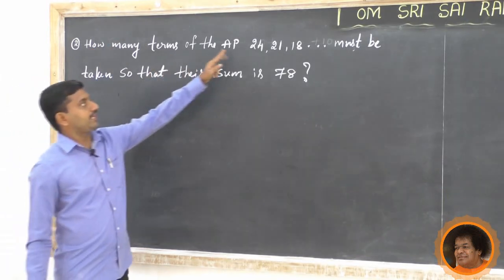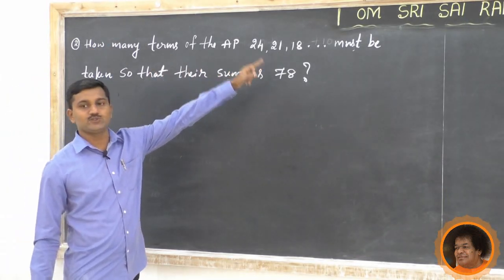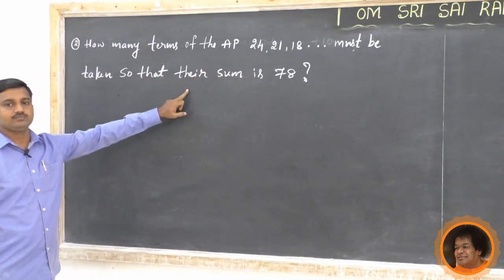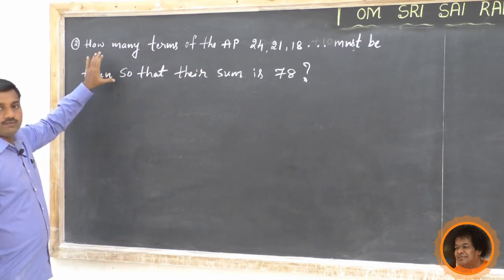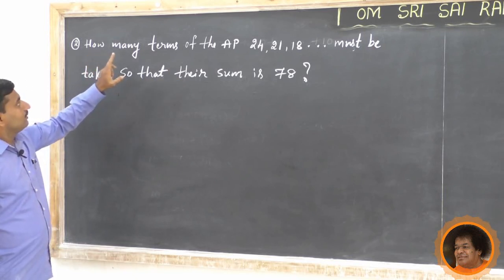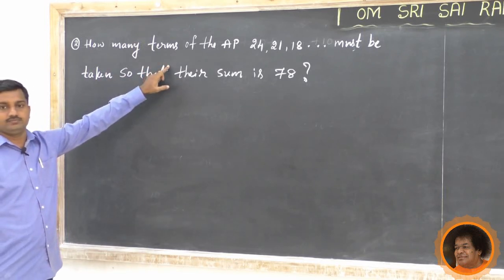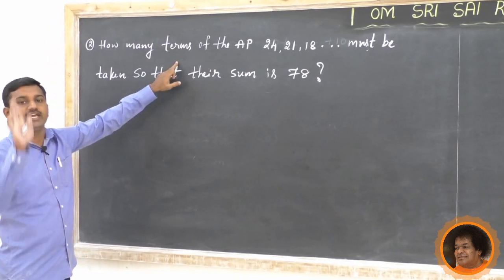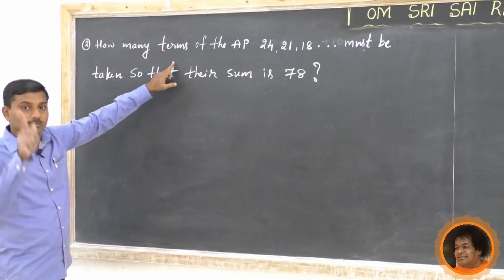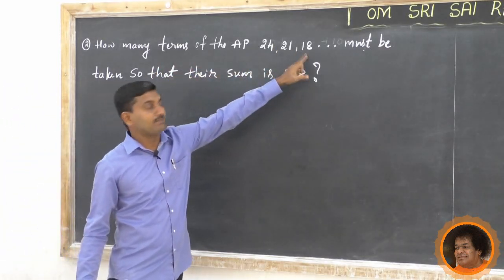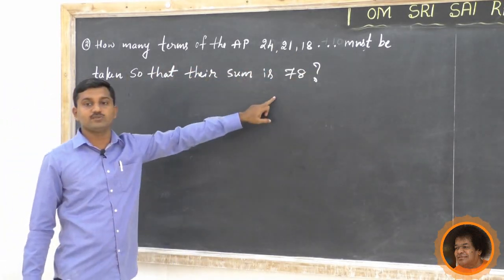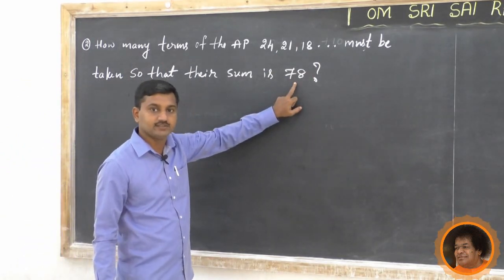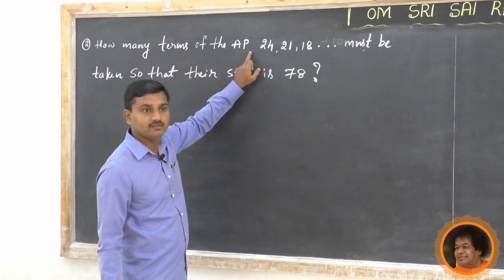How many terms of the AP 24, 21, 18, and so on must be taken so that their sum is 78? Go through the question. How many terms of the AP? We need the value of n, the number of terms. Their sum is already given, so that is Sn. Sn value is 78. We have to find the value of n.